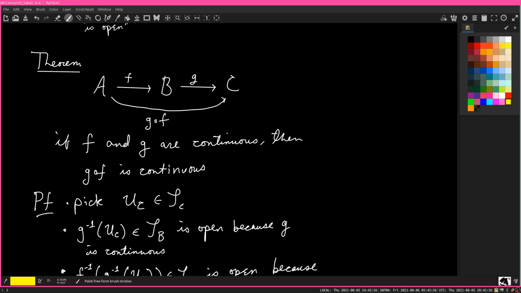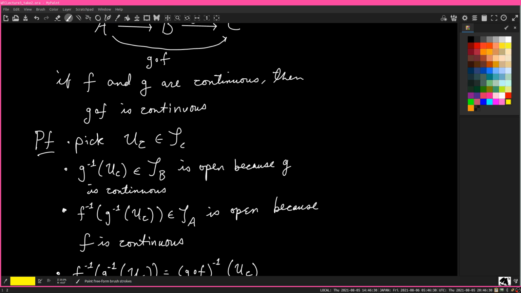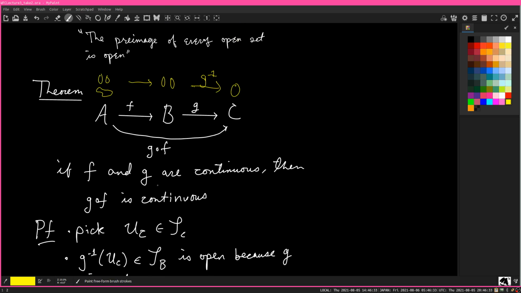So pick an open set here, trace it back to B, so take the preimage under g. Well, that preimage in the topology of B is going to be open, so it's going to be in the topology of B, and that's because g is continuous. So we take some open set here, pull it back to get some open set here. Okay, and then we're going to pull this one back over here to get an open set in A. Okay, and this is open because f is continuous.